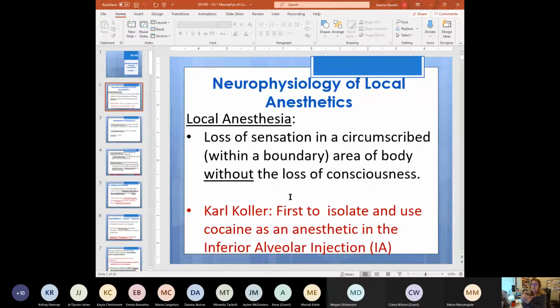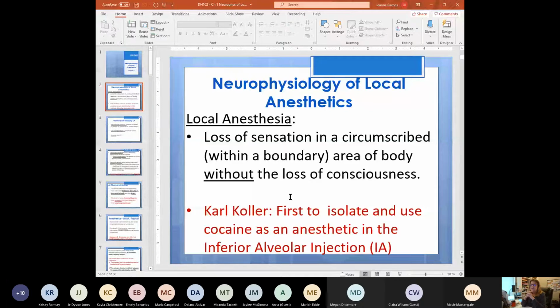Anesthesia is what they're wanting to differentiate from general anesthesia. When you go to the hospital and have an operation, they put you completely under. Local anesthesia is the loss of sensation in a circumscribed area, which means it's just within a boundary. It doesn't go all over. The anesthetic does go to every part of the body and your organs, but it's not numbing everything that it touches. So local is just a local loss of sensation within a boundary, and that's deadened, but you're still awake.